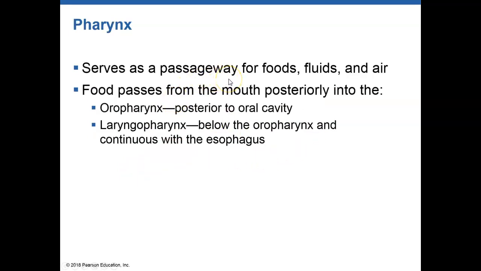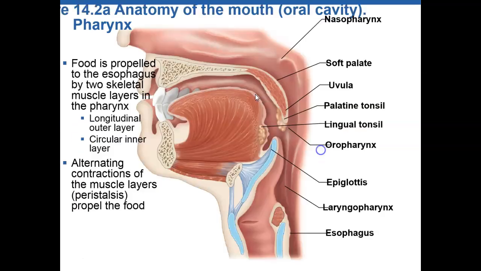The pharynx is our second region of the GI tract. This is just a passageway for both food and liquids, as well as for air. So the pharynx is shared between our digestive and our respiratory system. The two structures that we focus on in the digestive system are the oropharynx and the laryngopharynx.